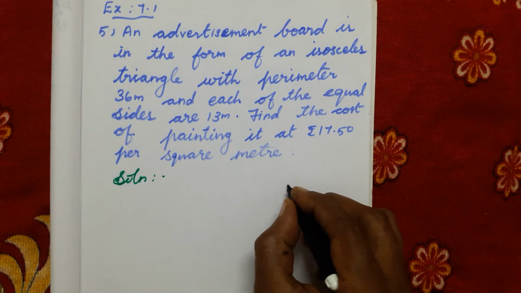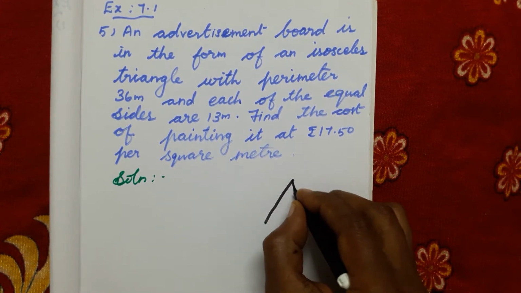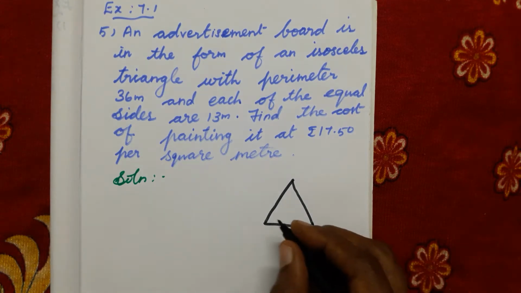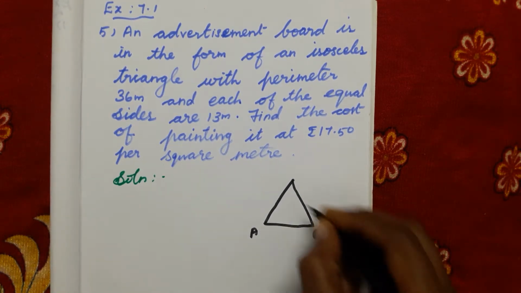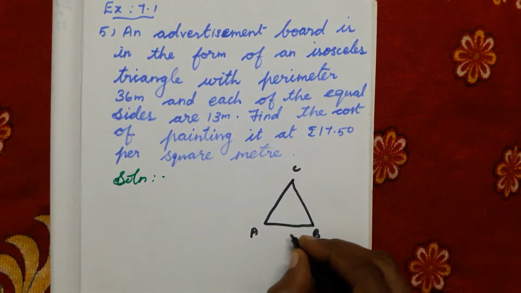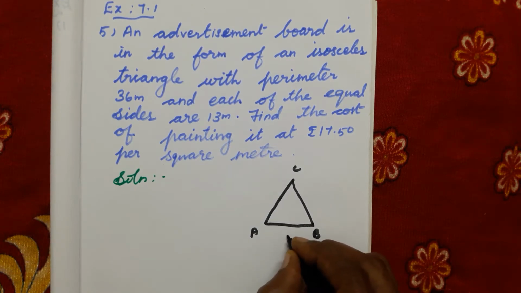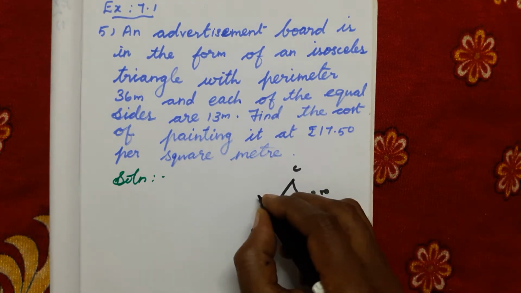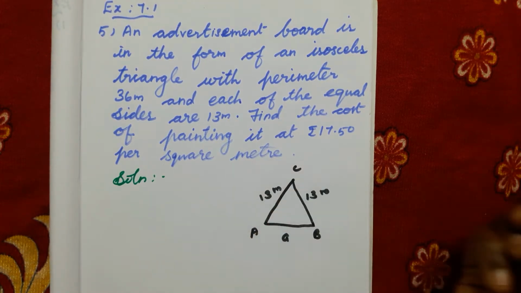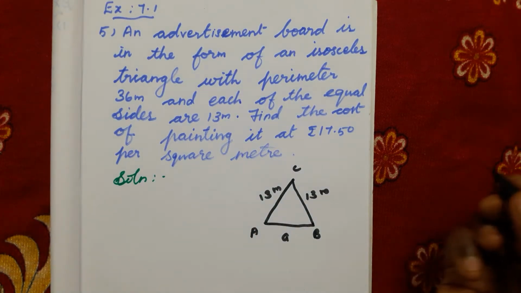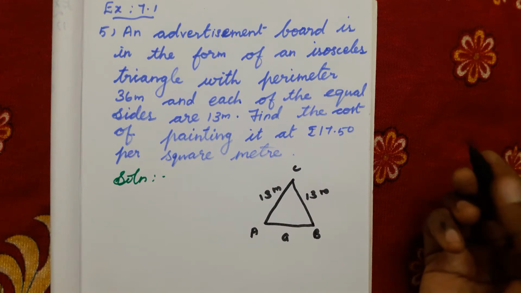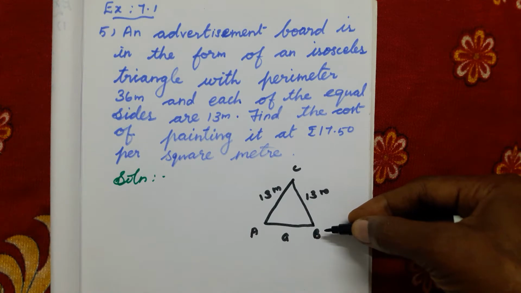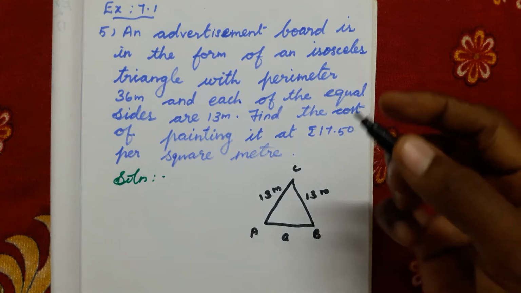What is given first? Isosceles triangle. Isosceles triangle means two sides are equal. A, B, C. We can take one side as A. Another two sides are 13 meter and 13 meter. We have to find out this side first. A value first we want to find out.